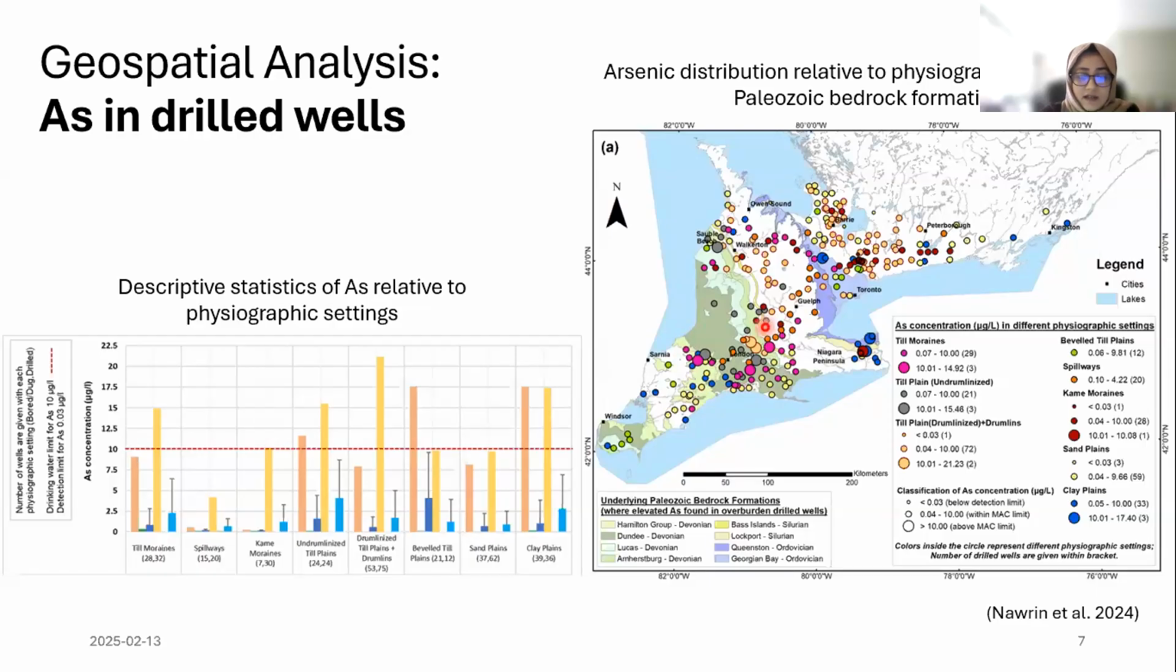The color inside the circle represents different physiographic settings. Additionally, here the Paleozoic bedrock formations, where the elevated arsenic was found in drilled wells, are indicated in the map. So we found from the literature that most of these bedrock formations contain disseminated pyrite, which is a potential geogenic source of arsenic.